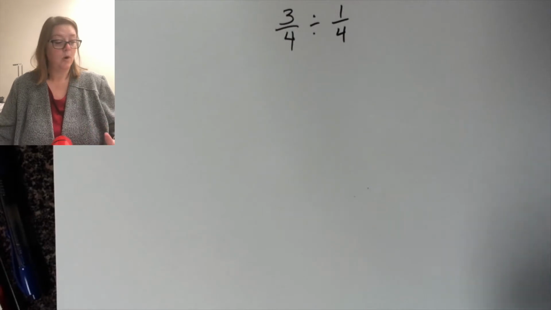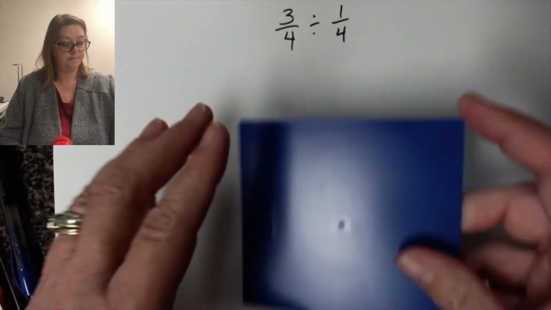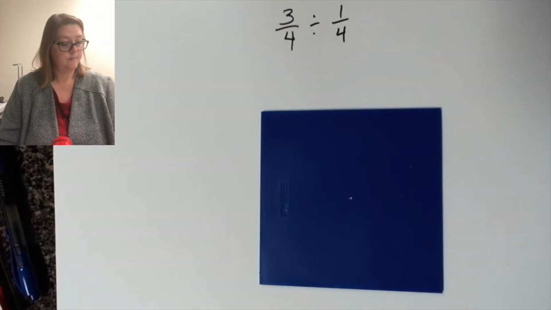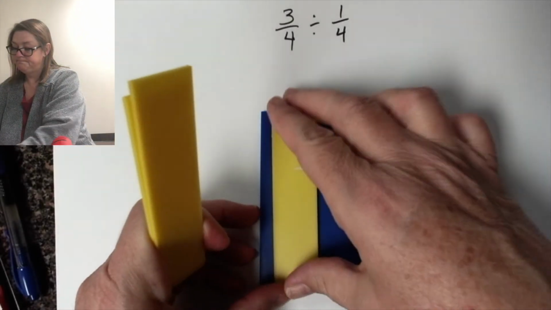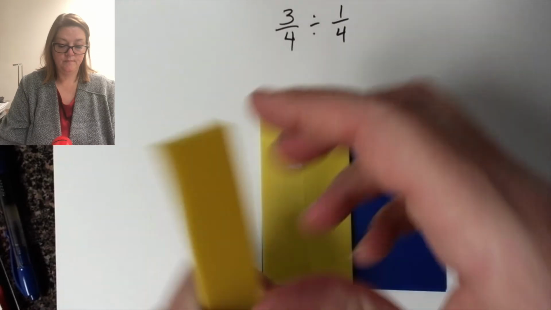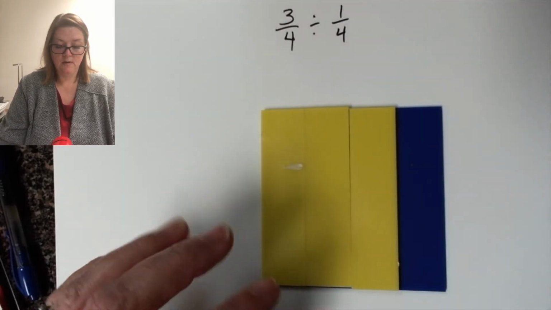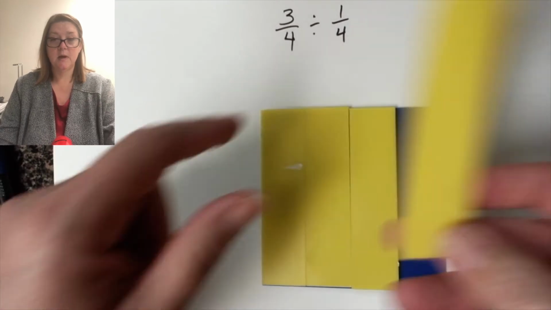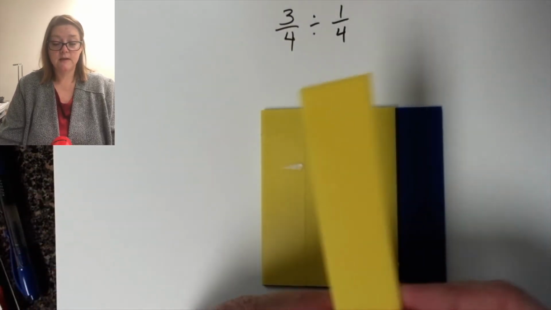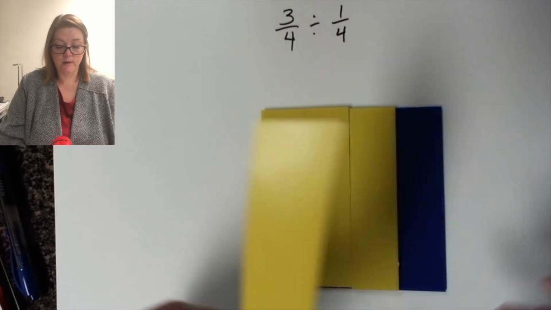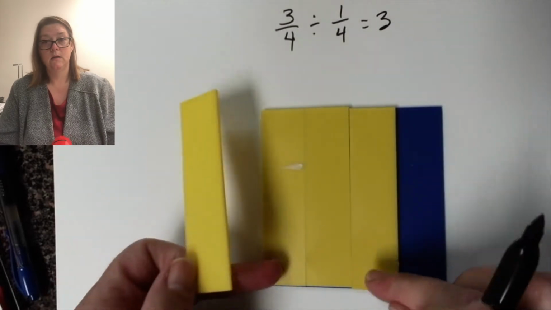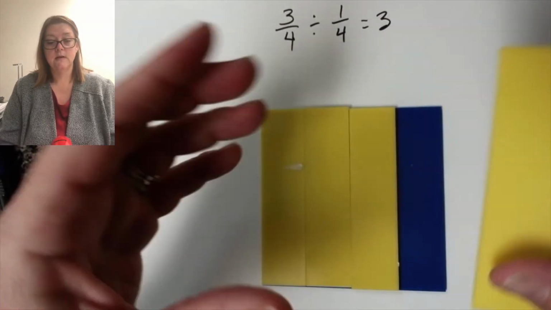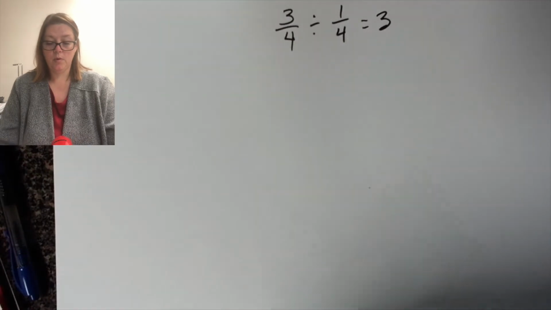So if I'm working with this, and my students can see this, I've got 3/4. Let me get my fraction pieces back out again. What it's asking is, this now becomes like my whole. So how many of these do I have in 3/4? Well, I have 1, 2, 3. So my answer technically is 3. I have 3 of these inside this.